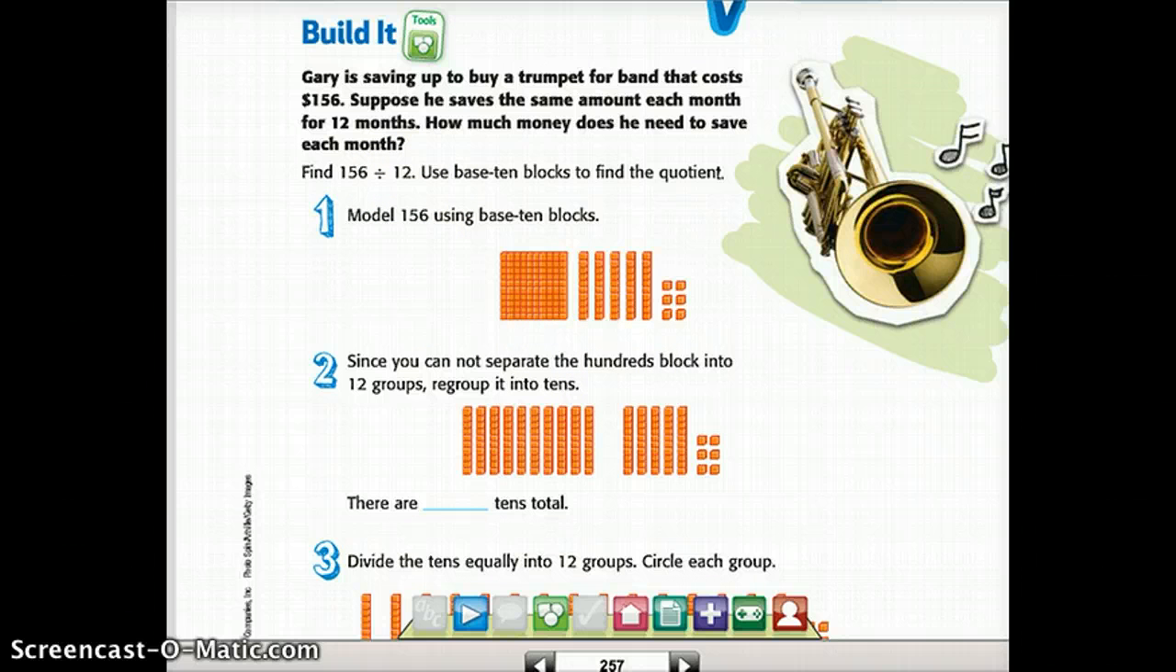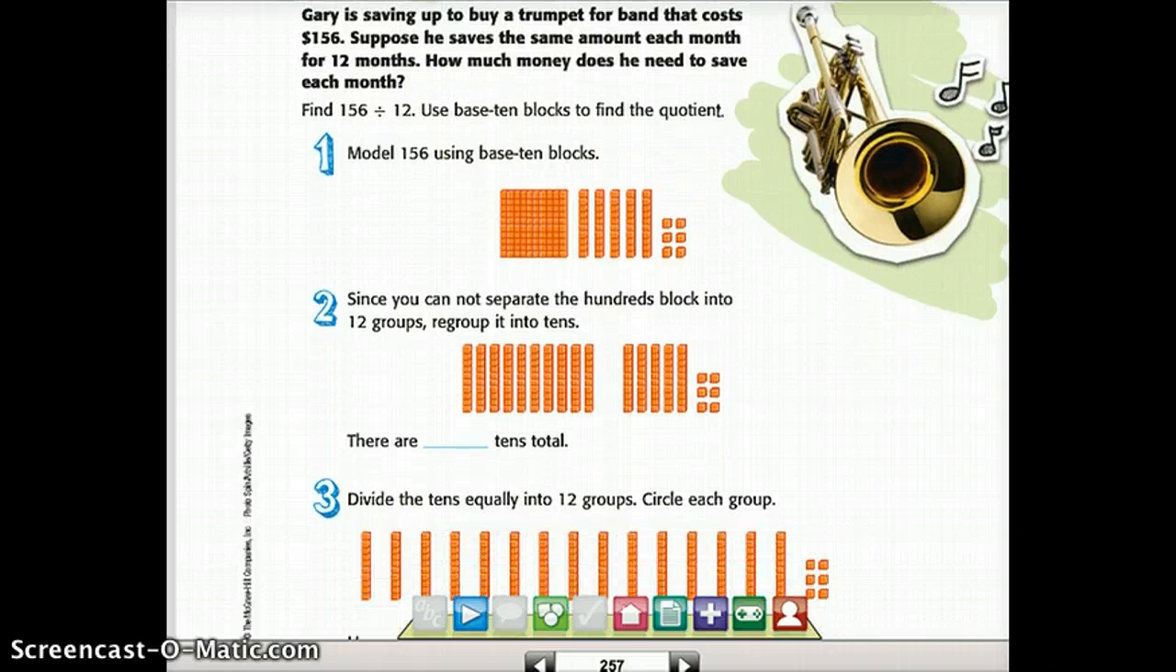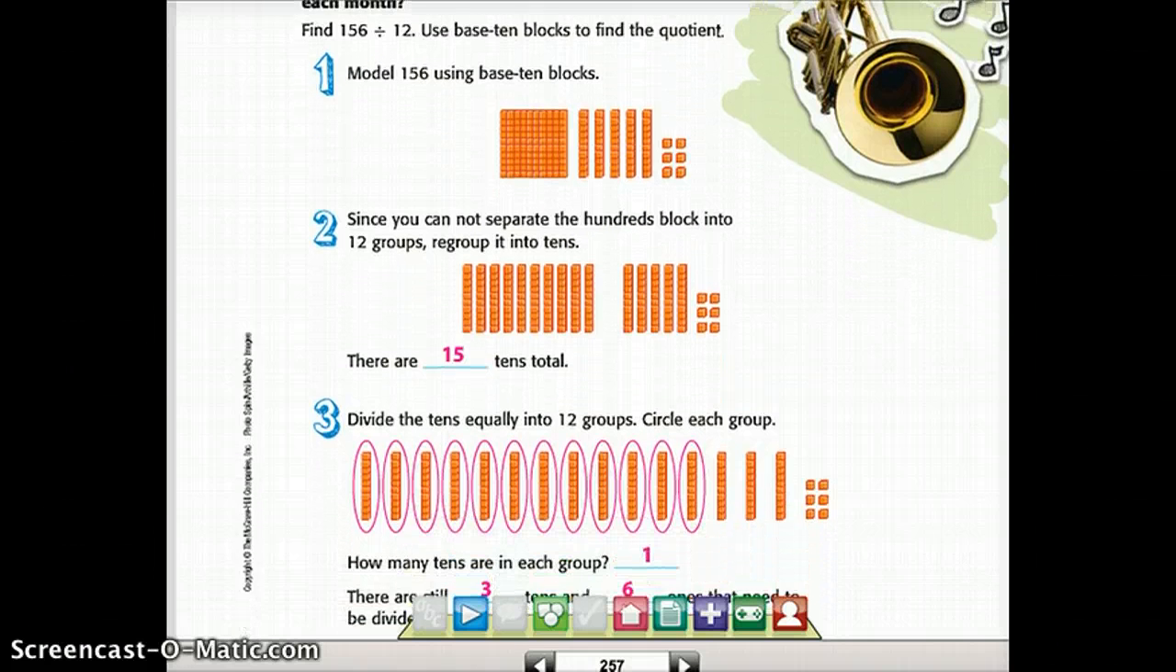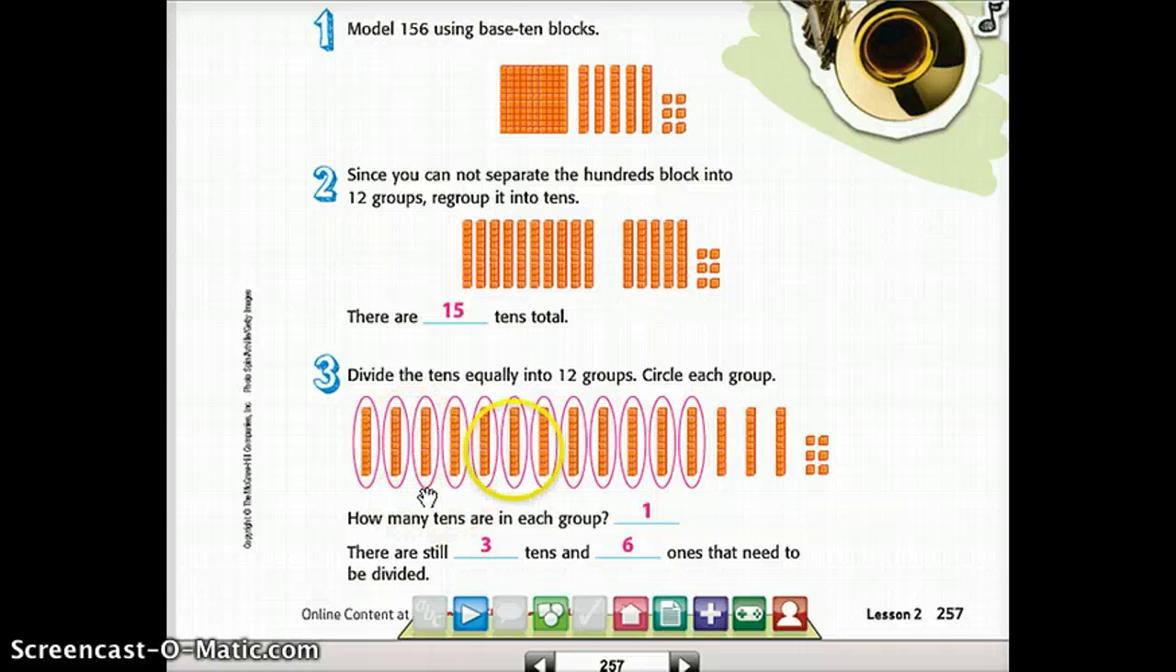So we can't separate the hundredths block into 12 groups. So we can regroup that into tens. Remember, if we're regrouping it into tens, there would be 10 tens in 100. So I'll go ahead and put that on. So now there are 15 tens total because we had 10 tens in the 100. We had the other 5 tens from the 156, and we have 6 ones. So now we can divide those tens into 12 equal groups. So we can circle our groups. Okay, so now we have 3 tens left over and 6 ones. So we still have to figure out how those can be divided.